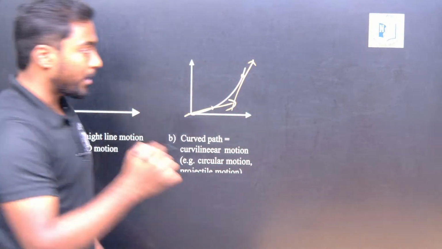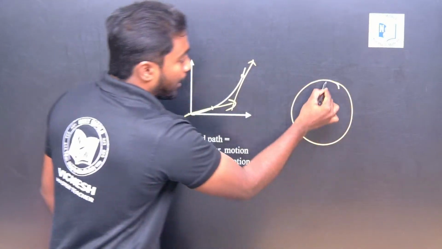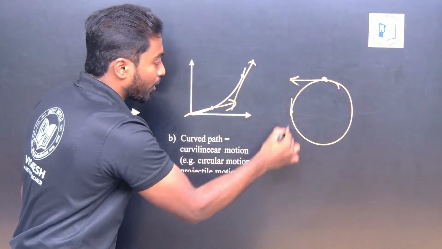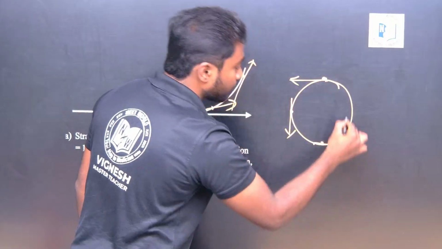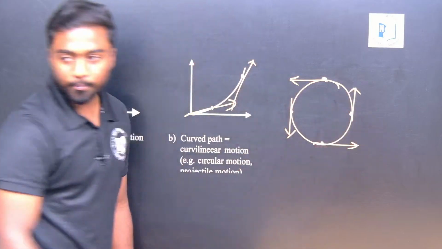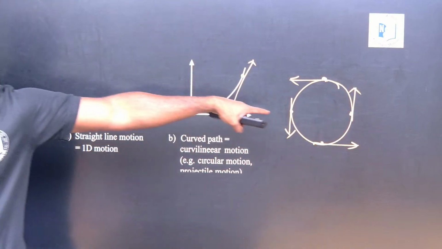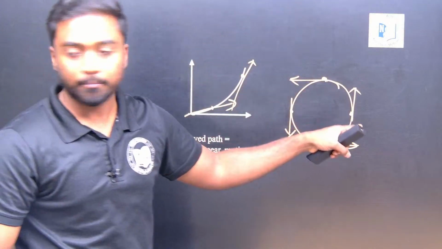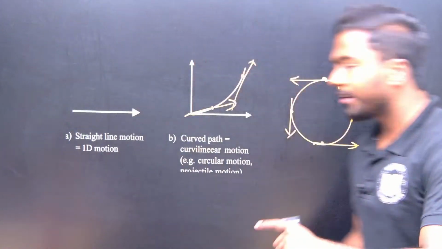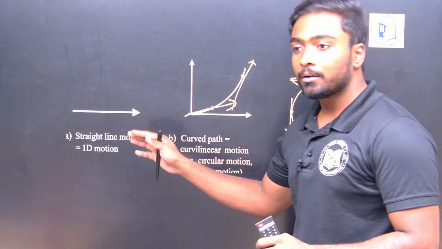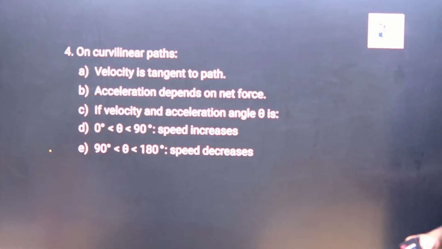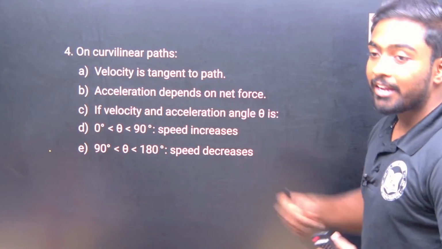When I talk about a circle, at this point velocity will be in this direction, tangent. At this point, if I want to draw a tangent, this is my velocity. At this point, I can draw like this, and I can say that this is the direction of my velocity, right? Is there any doubt in this? To find the direction of the velocity of a given graph? So acceleration depends upon the net force.